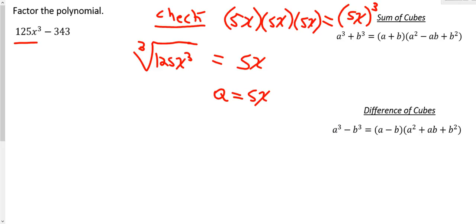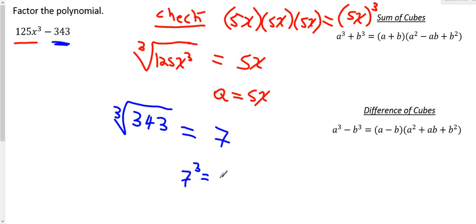For B, we take a look at this term here, 343, and we take the cube root of that number. Well, the cube root of 343, that we can actually find, that is the number 7, right? 7 times 7 is 49. 49 times 7 is 343. So we found a perfect cube there too. Remember, 7 to the third power is equal to 343. So that means we found our value for B. B is just equal to 7.